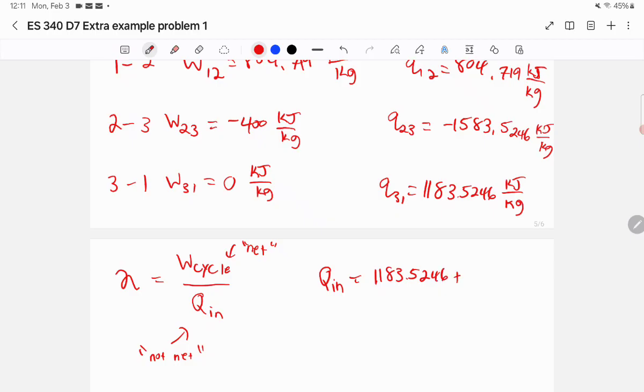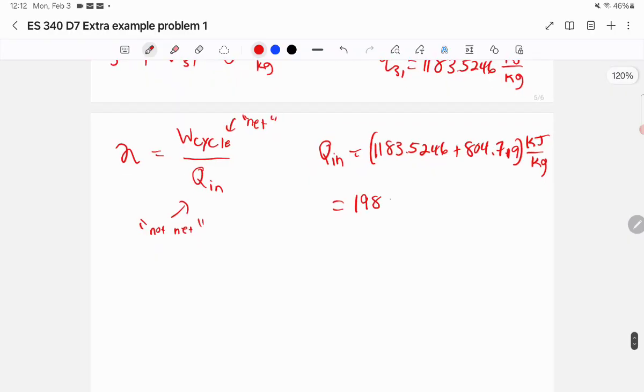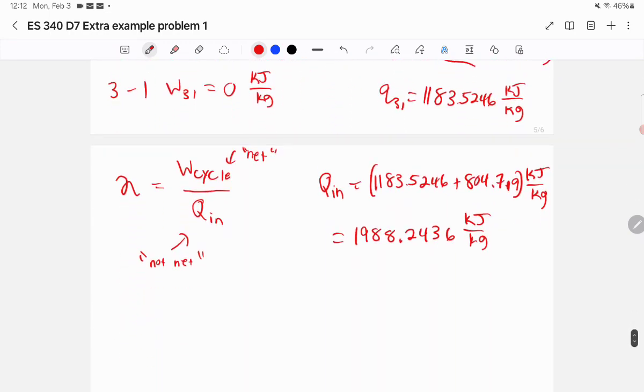1183.5246 plus 804.719, and this is going to be kilojoules per kilogram. Okay, notice I ignored the negative one, because that's Q out. So recall our sign convention, that's Q out. So this ends up being equal to 1988.2436 kilojoules per kilogram.